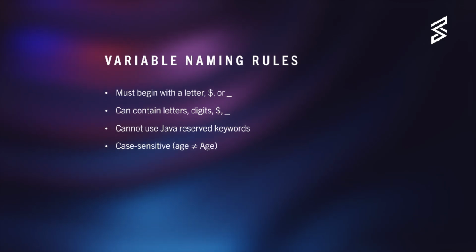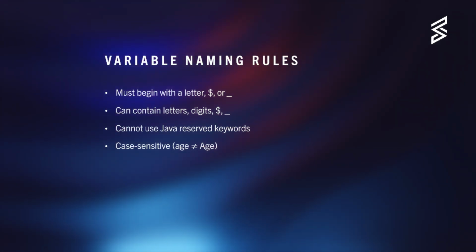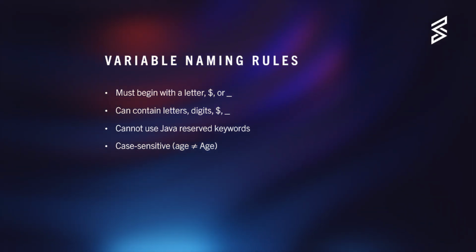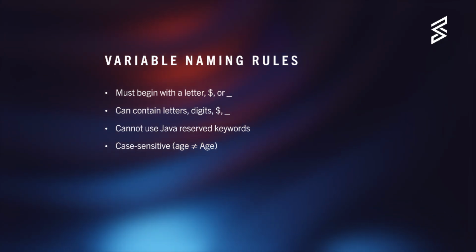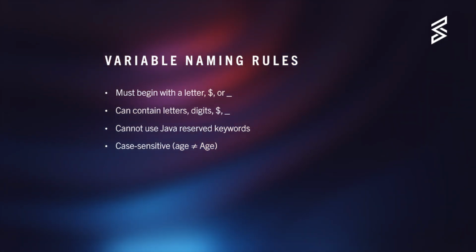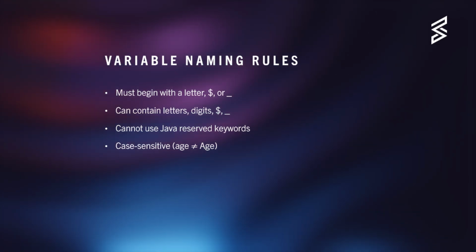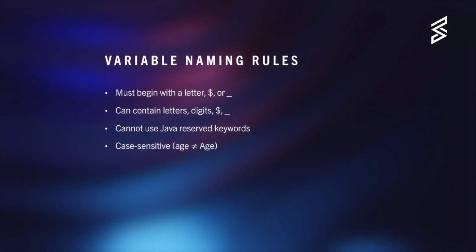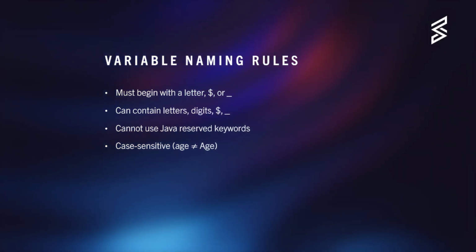Variable naming rules. When naming variables, start with a letter, dollar sign, or underscore. No spaces or symbols like @ or ampersand. Don't use Java keywords like class or static. Be careful, Java is case sensitive. Age with all lowercase and Age with a capital are two different variables.